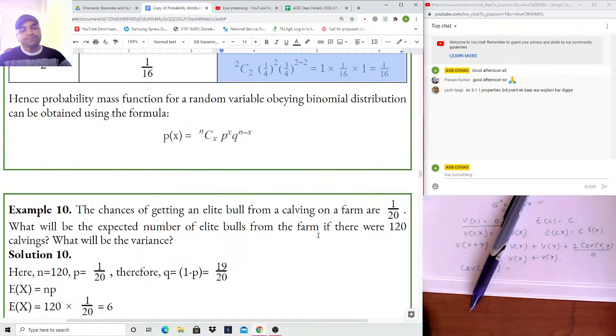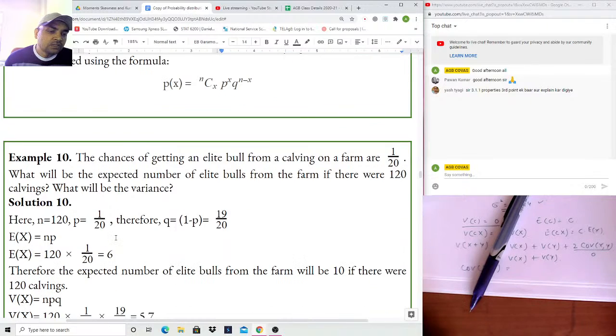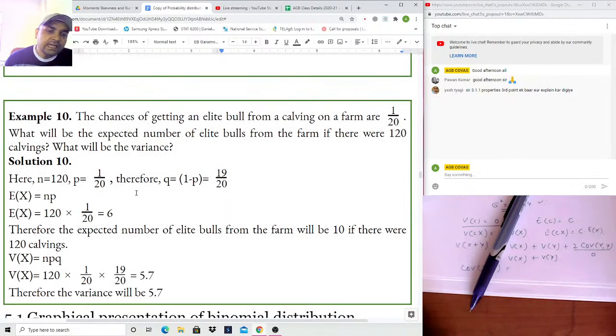Now again, we are calculating one more example. Let us find out how we can apply this in the case of our farms. The chances of getting an elite bull from a calving on a farm are 1 by 20. If there is a calving, the chance of getting an elite bull is 1 by 20. So if there are 120 calvings, what will be the expected number of elite bulls and what will be the variance?